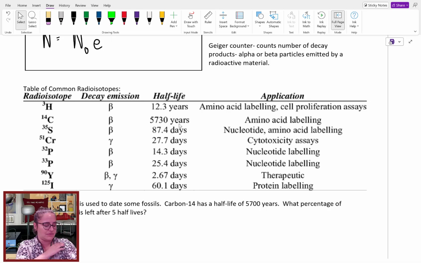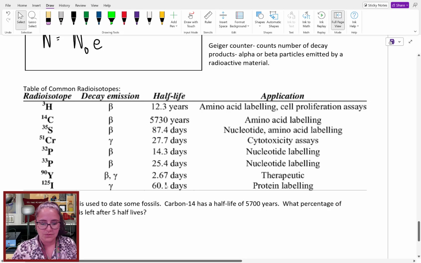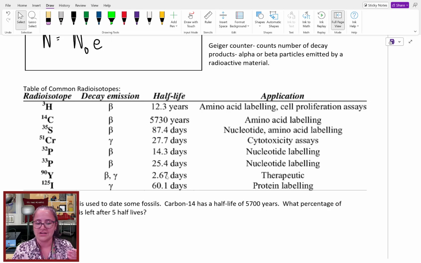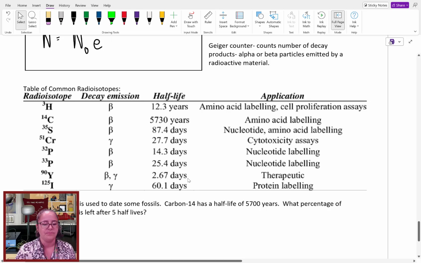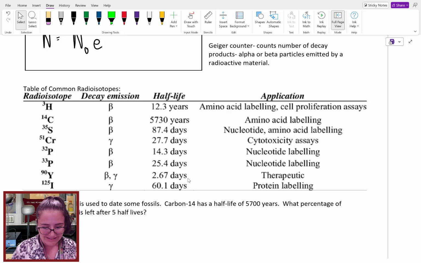Where if we want something to track how medication is flowing through your body, we would want something that has a really short half-life. Like yttrium, 2.67 days. So that's going to emit radiation at a lot quicker rate, and we can use it to see how things travel in the body. There are some with even half-lives of seconds that we can use to track how an injection spreads in your bloodstream and things like that.